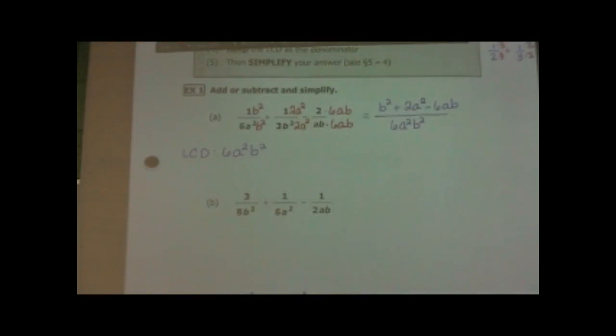All right, that's the basic process that we go through to add and subtract fractions. So it's a little bit more work than multiplying and dividing. All right, let's go to the next one. So we've got example B here.